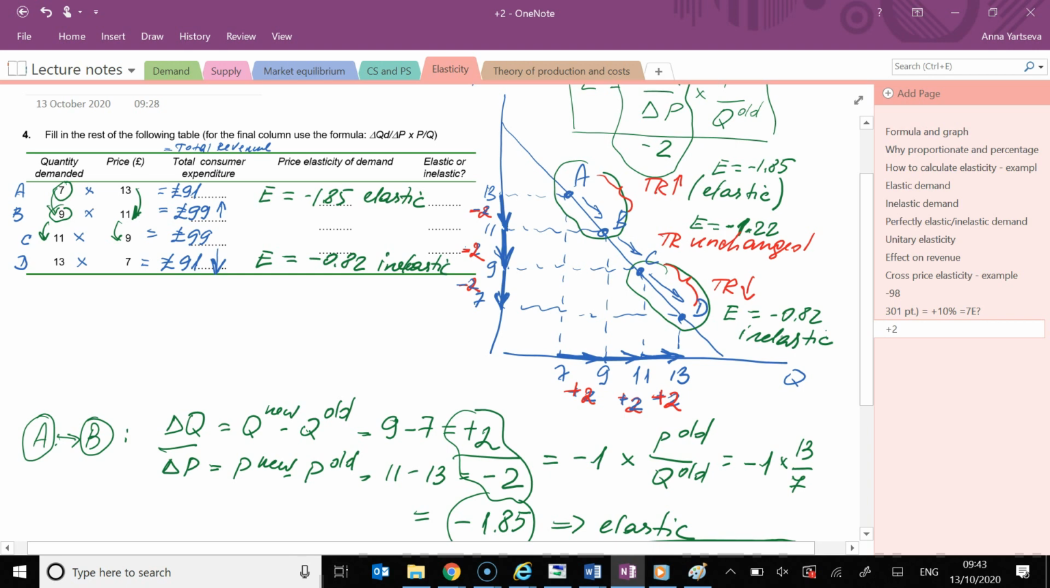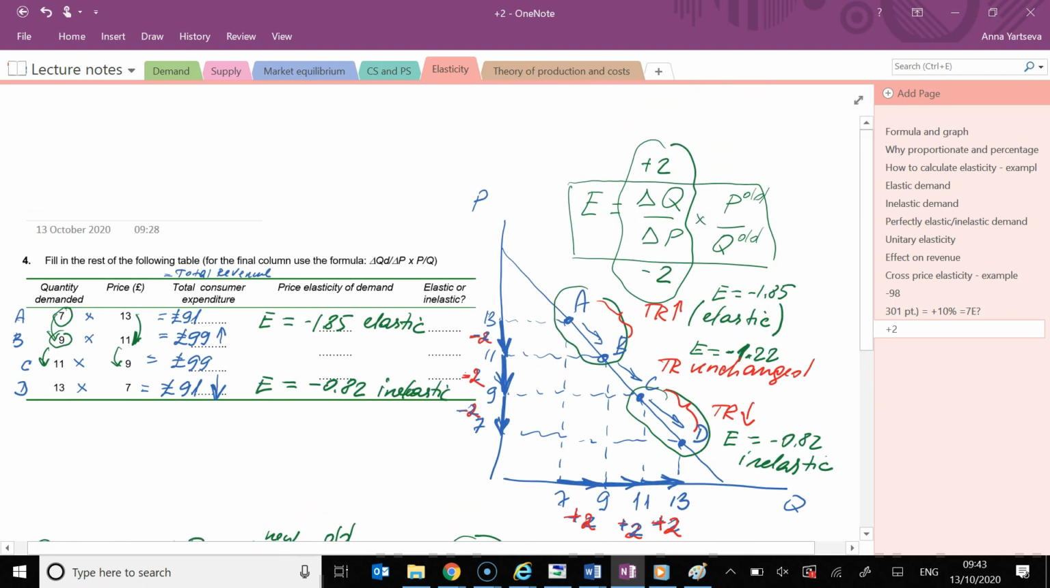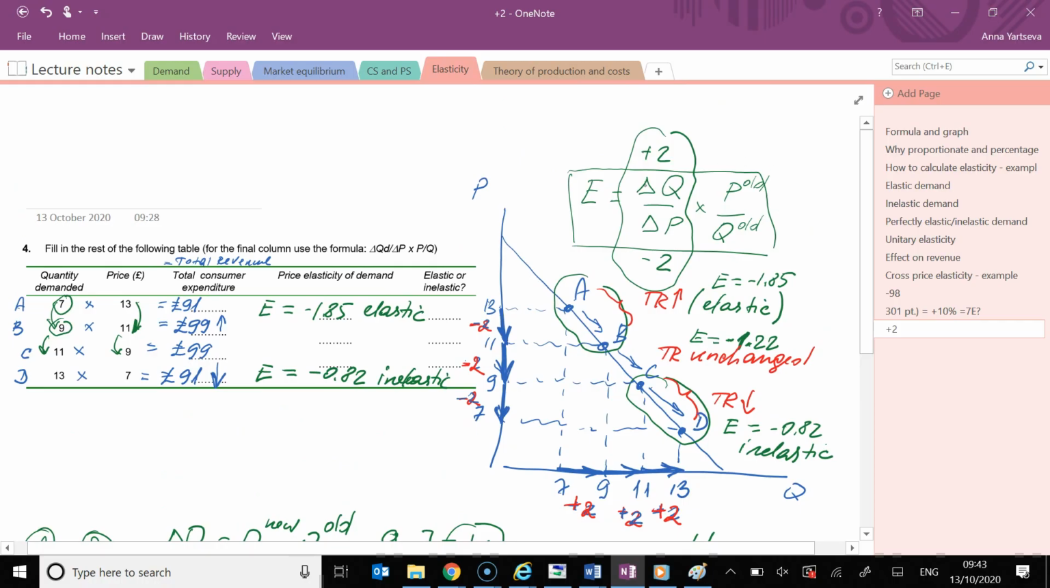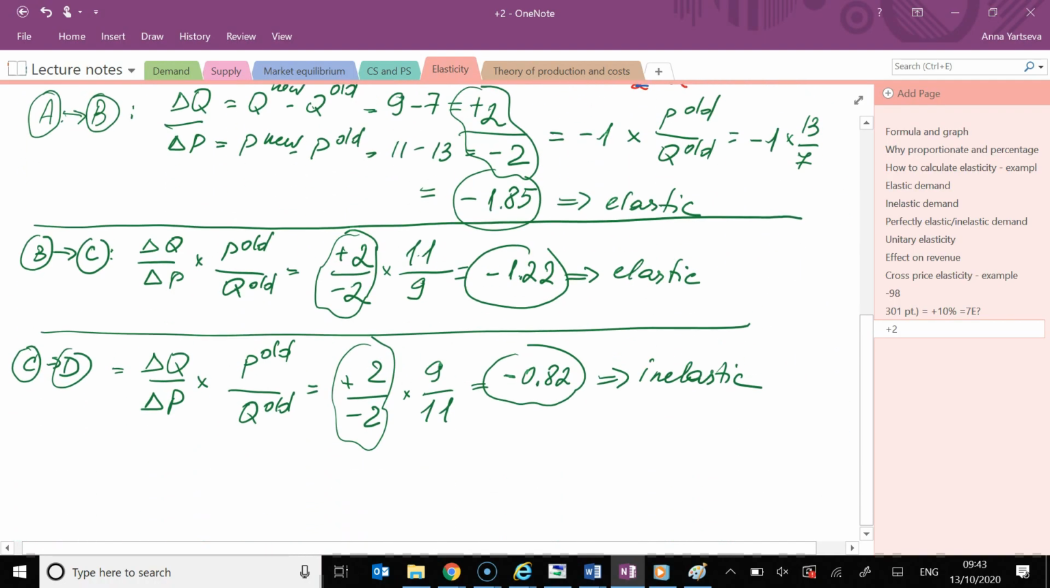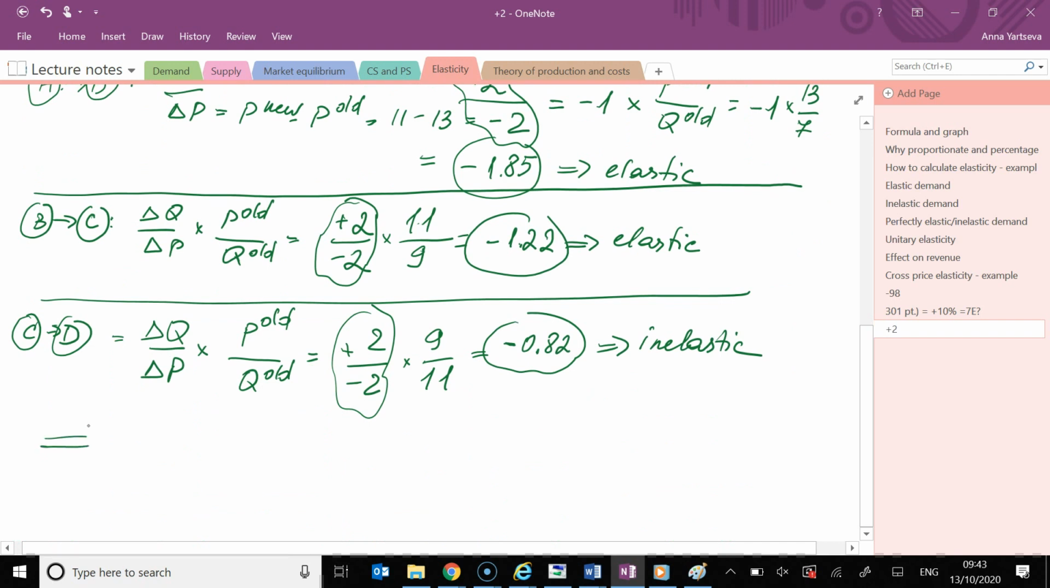Elasticity varies along the same demand curve. And this specific version of the formula helps us to understand why. In spite of the fact that we are changing quantities and prices by the same amount in absolute terms, plus 2 and minus 2, as we need to calculate this in percentages, we need to compare this with the original base. Base will be different as we move along the same demand curve. This will change the value of elasticity, this will change the interpretation of elasticity, and this will affect our demand on total revenue. Therefore, the main conclusion from this exercise is that elasticity changes along a linear demand curve.